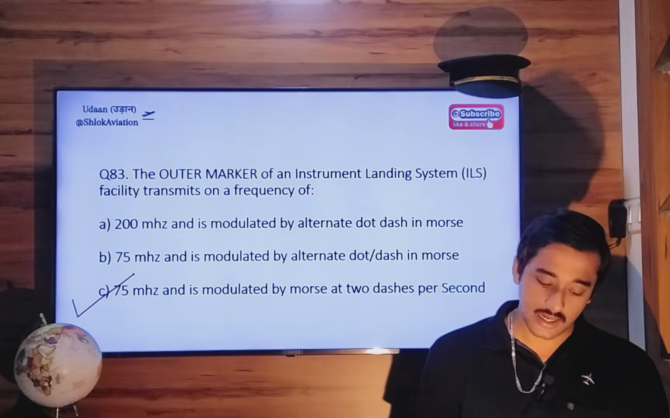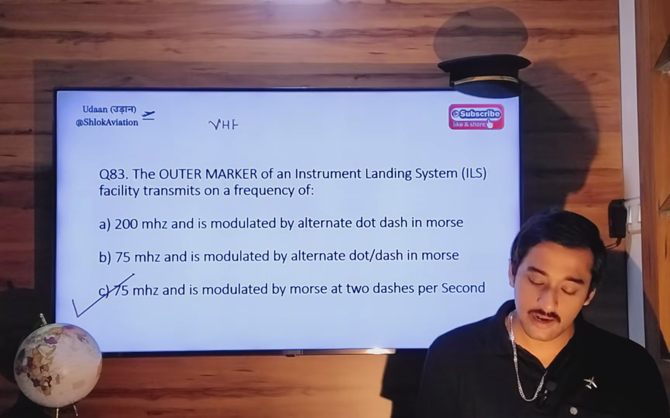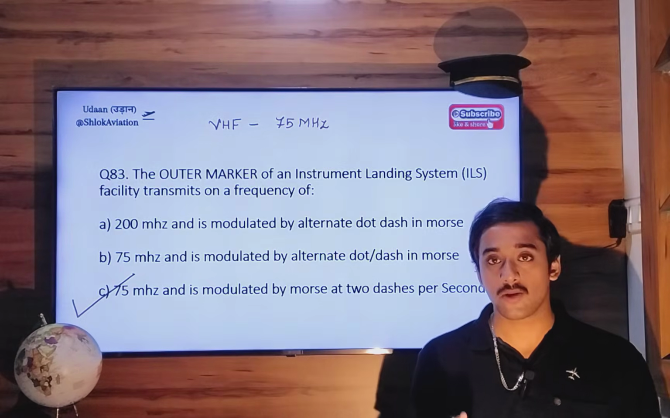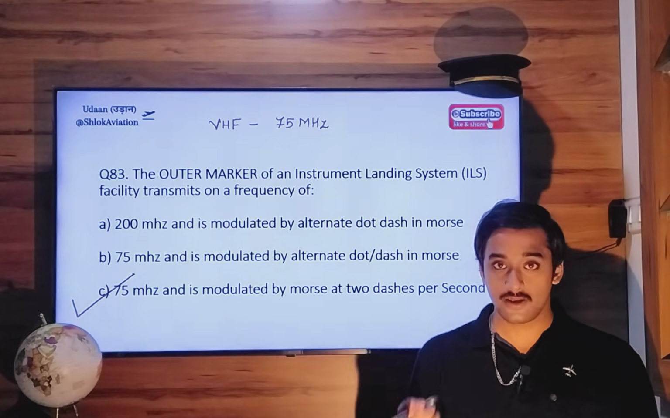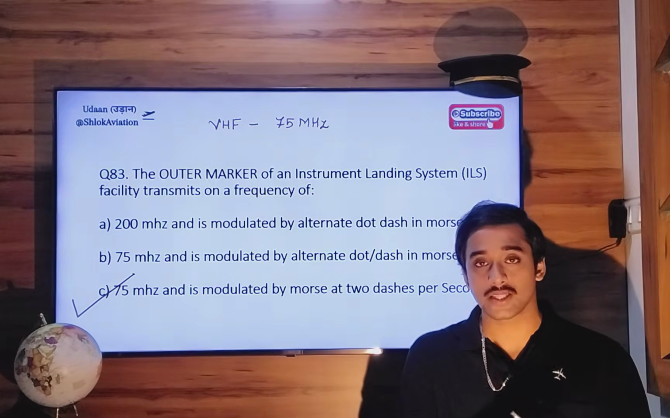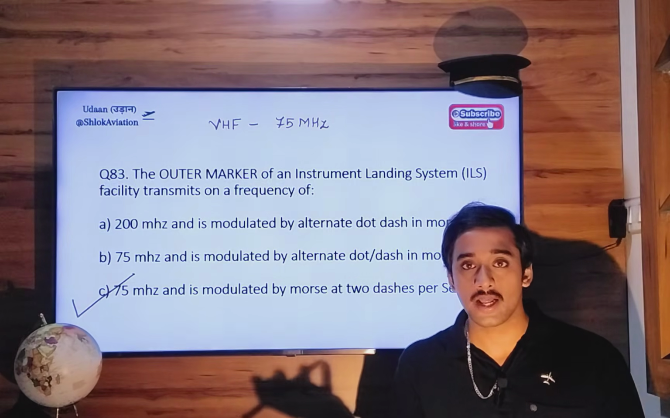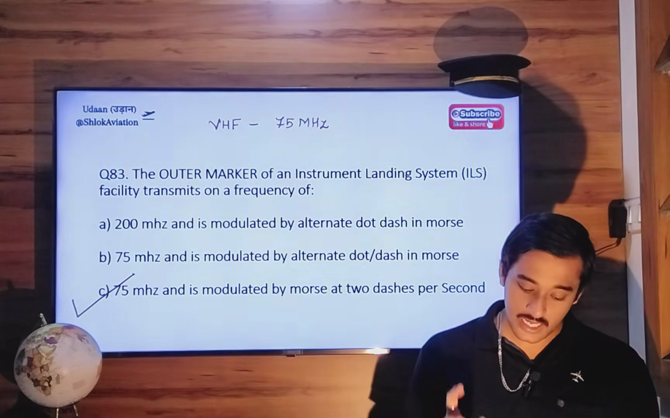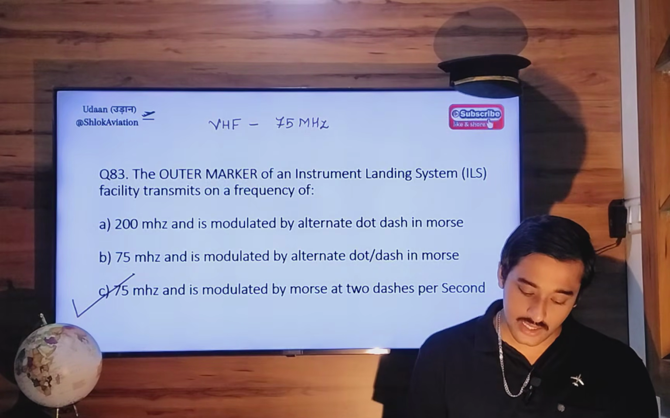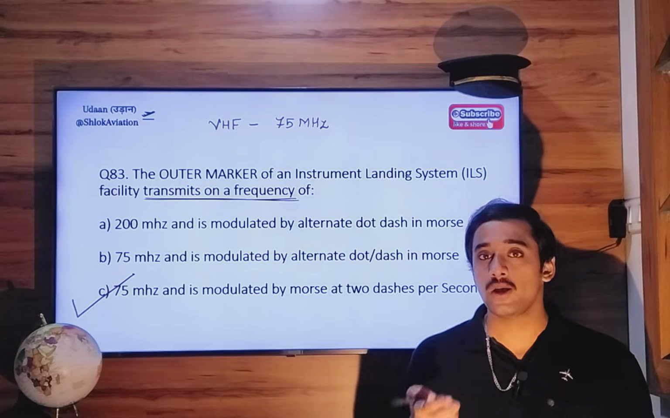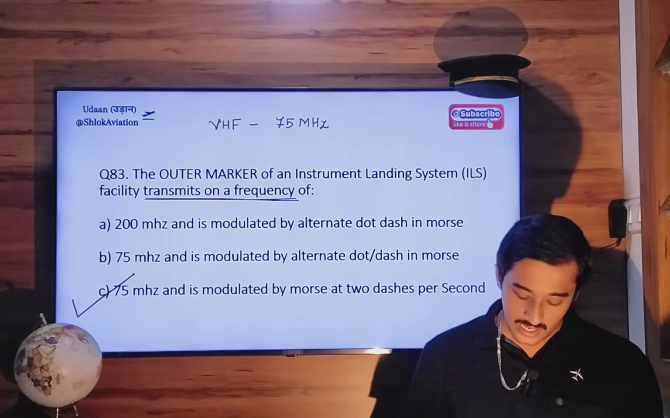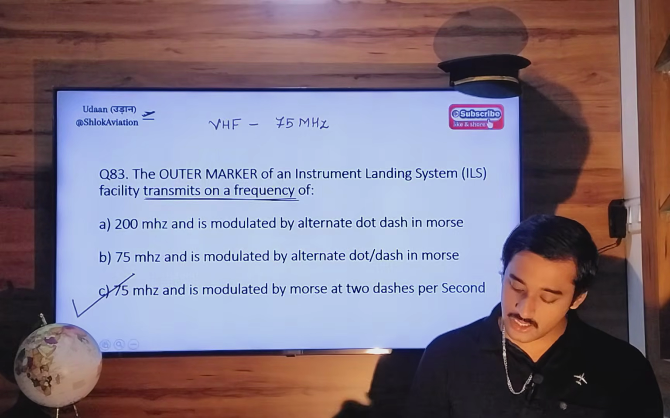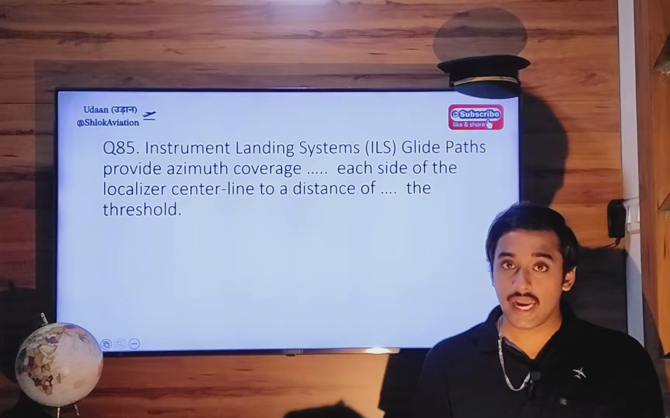Now all marker beacons transmit on a main carrier frequency of 75 megahertz, and this main carrier frequency is modulated by another frequency, like 400 hertz for outer marker, 1300 hertz for middle marker, 3000 hertz for inner marker. So read the question carefully. Here they have asked the transmission frequency, not the modulation frequency. And like I said, the Morse code for outer marker is 2 dashes per second. So that is right.